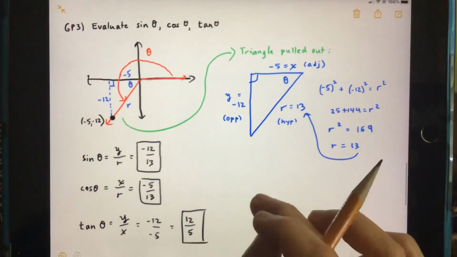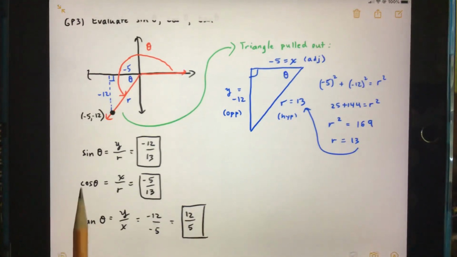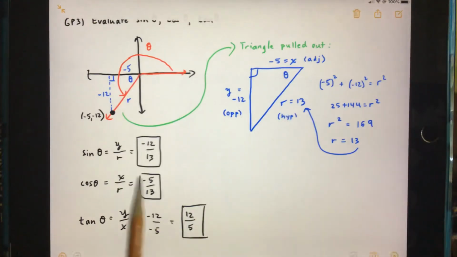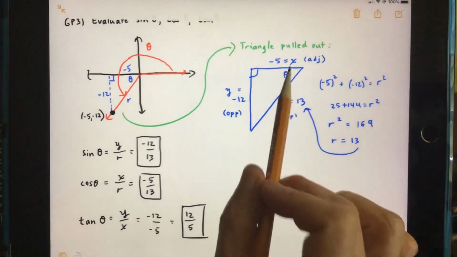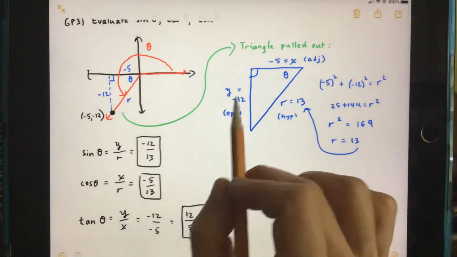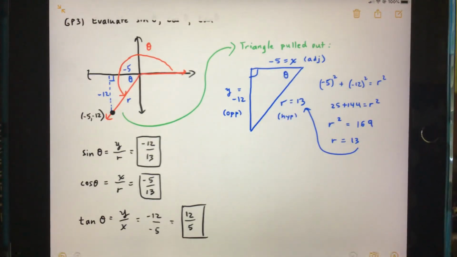Now we're ready to write sine, cosine, and tangent values. So sine is opposite over hypotenuse, and in this case our opposite is y over our hypotenuse is r, -12 over 13, and that's fully reduced and in simplest radical form. Cosine of theta is going to be adjacent over hypotenuse, and that's going to, of course, be our x over our r, and that will give us -5 over 13, again already fully reduced. And tangent of theta is going to be our opposite over our adjacent, which is y over x, so that's -12 over -5. That does need to be simplified to 12 over 5. Negative divided by negative is a positive.